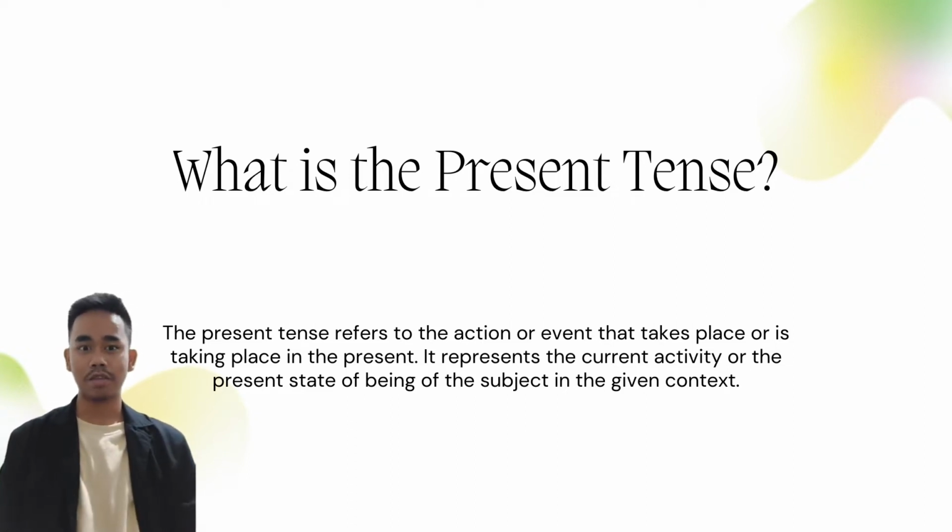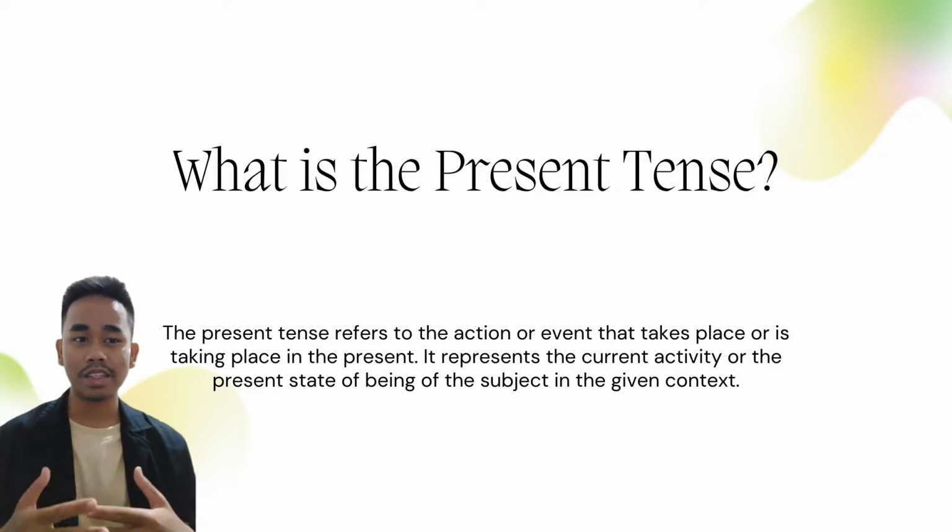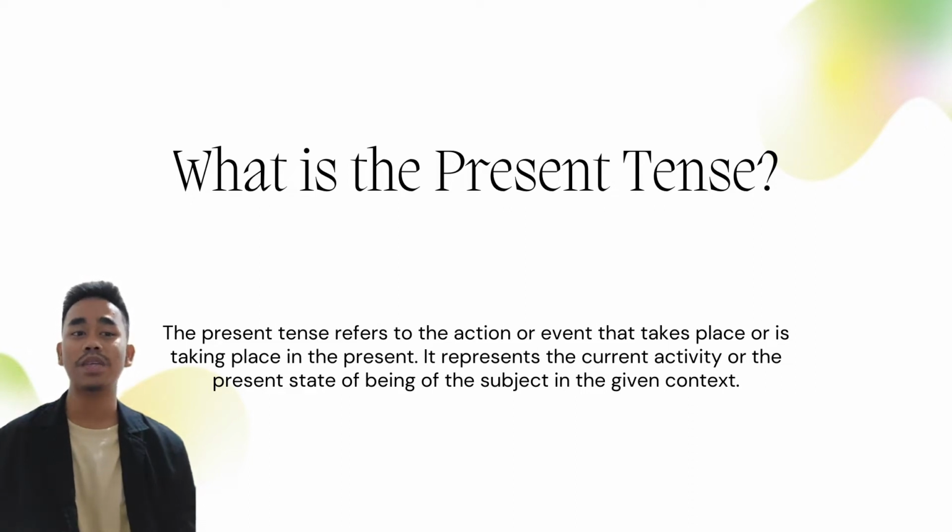So we start with the definition. As you can see, this is the definition. But almost all of you, I guess, have learned about the present tense, or you haven't heard about the present tense. So let me tell you about this definition. The present tense refers to an action or event that takes place or is taking place in the present, the very present, the current activity or present state of being of the subject in the given context.